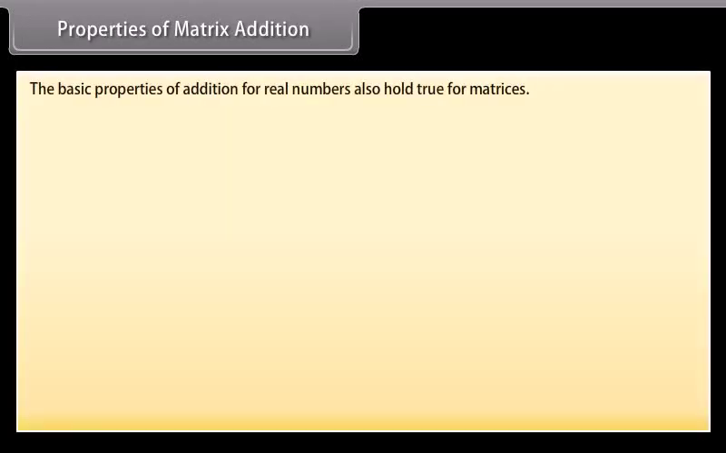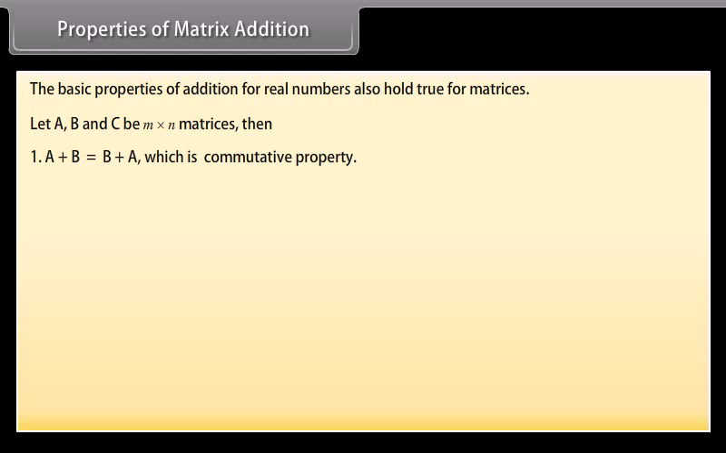Properties of matrix addition. The basic properties of addition for real numbers also hold true for matrices. Let A, B, and C be m by n matrices, then A plus B is equal to B plus A, which is the commutative property. Associative property: A plus B plus C is equal to A plus B plus C.